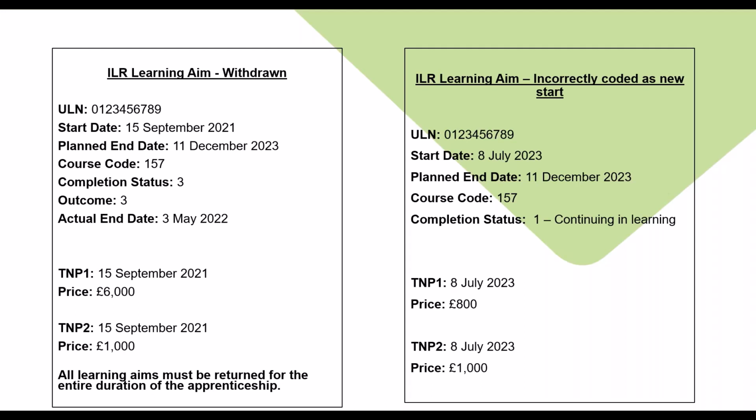So as per the previous slide, the correct way this should be recorded would be either TNP1 and TNP2 totaling 7,000, or the 1,800 should be in a TNP3 and TNP4, and as I say, both learning aims should be returned. Next slide, please.